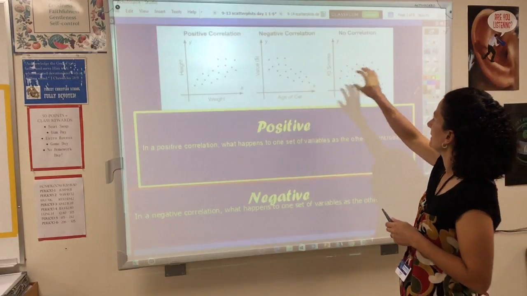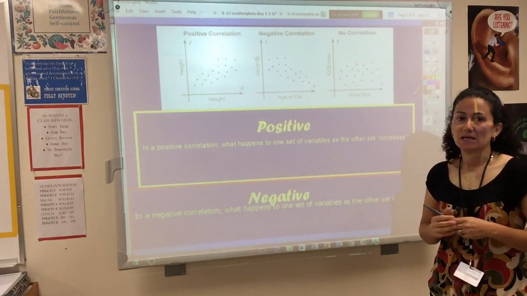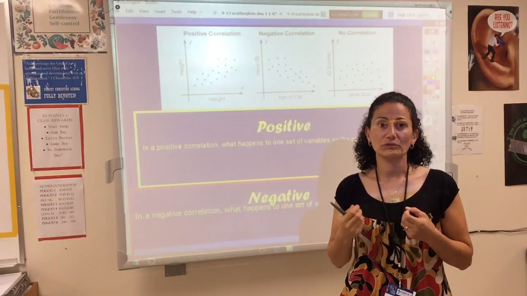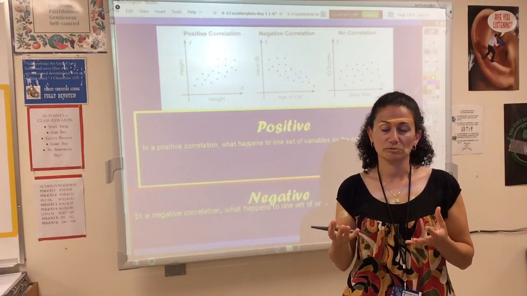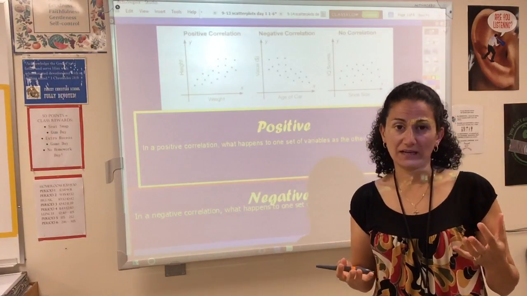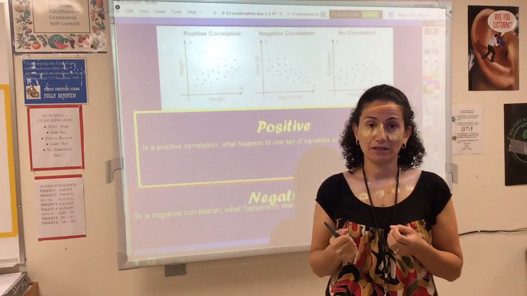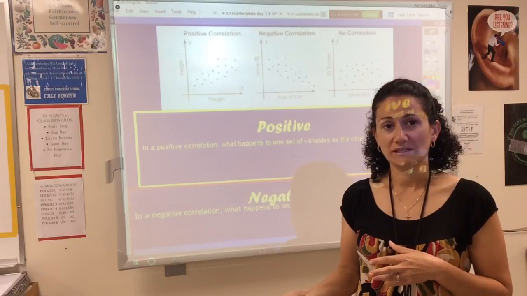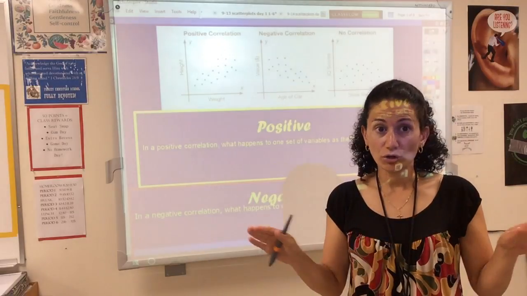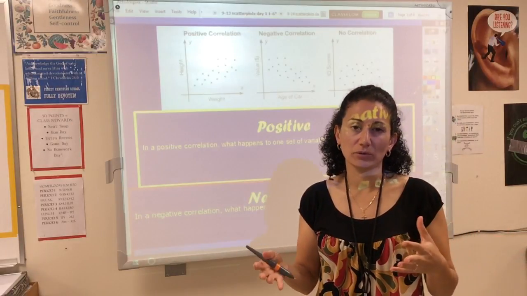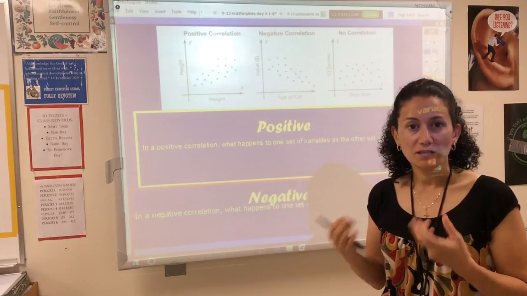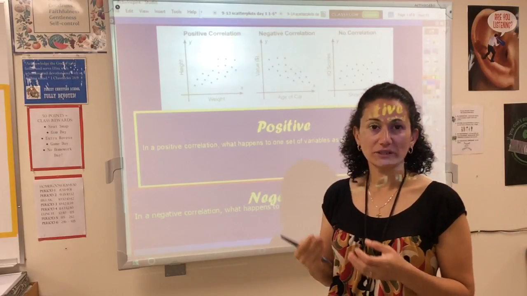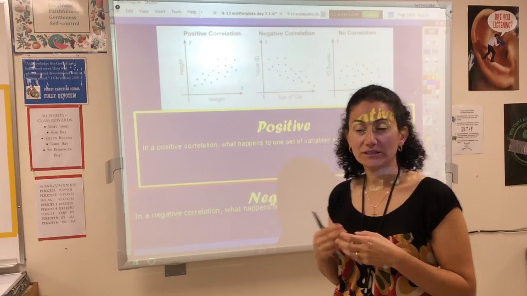So these are three examples of scatter plots. What scatter plots show is the relationship between two variables or two pieces of data. And sometimes there is a positive relationship, sometimes there's a negative relationship, and sometimes there's no relationship at all between the two variables. So I'm going to show you lots of examples of different relationships on scatter plots.